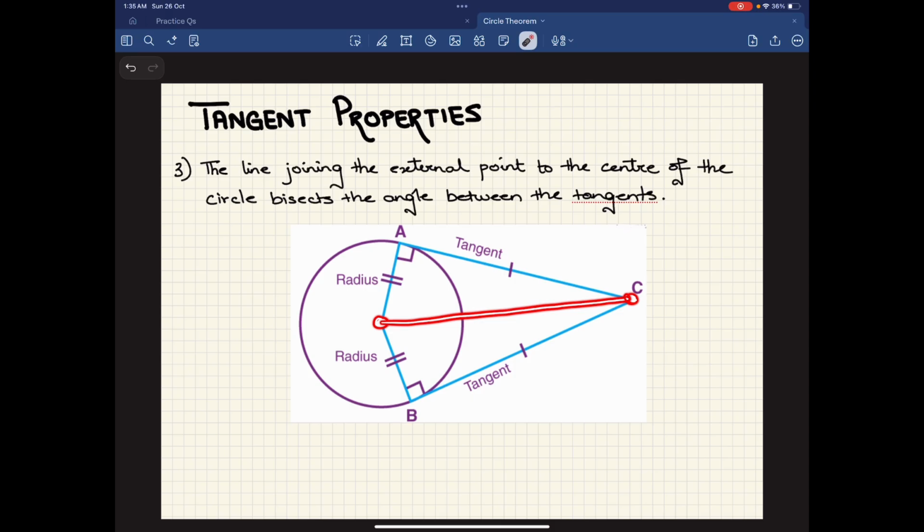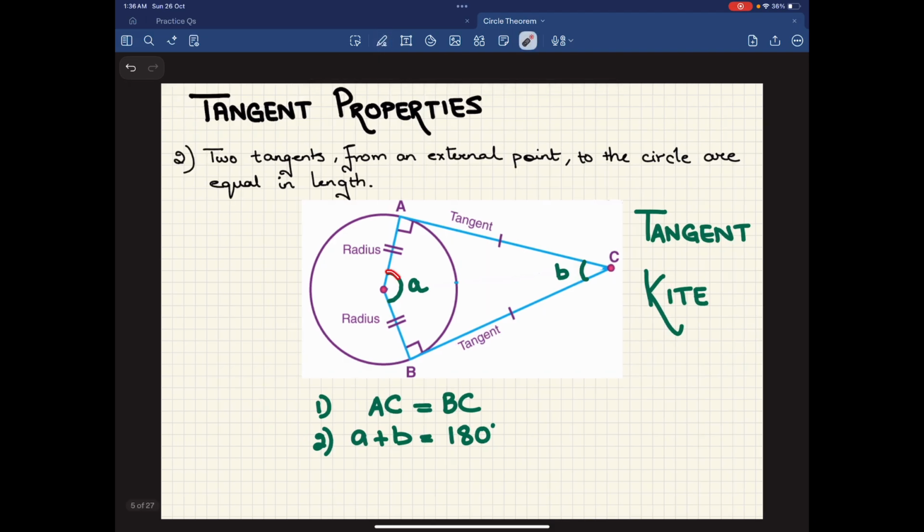This entire angle was angle A. Bisecting the angle means that this line would divide the angle into equal parts. So this is going to become A divided by 2, A divided by 2. Similarly, this will become B divided by 2 and B divided by 2. So the property states, this is angle A, this is angle B. The line connecting the center and this external point will bisect the angle, which means this would become A divided by 2, A divided by 2, and this angle would become B divided by 2, B divided by 2.